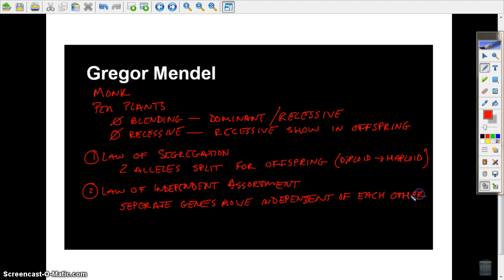So in other words, if I have a tall brown-haired individual, but they have the genes to be short and blonde, the brown hair and the tall genes don't need to move together. They can go independently of one another. I'll show this later on as we go through our crosses. But we need to know those two laws and what they mean.